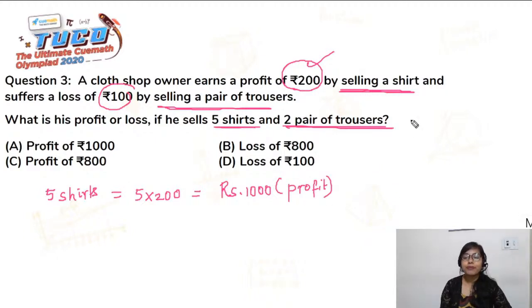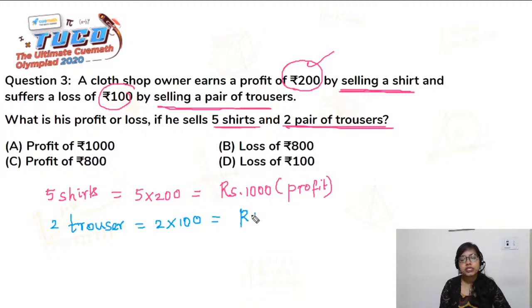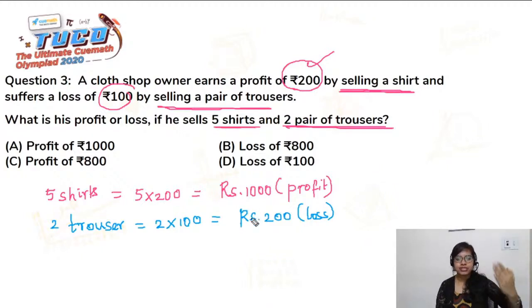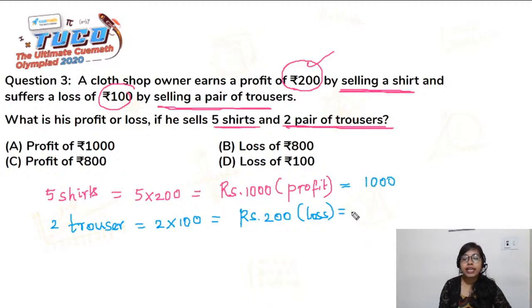But coming to 2 pairs of trousers, you all can see that he's selling 2 pairs of trousers. So if 1 pair of trousers is giving him a loss of rupees 100, 2 pairs of trousers are going to give him a loss of how much amount? 2 times 100, and that's going to be rupees 200, and this is a loss. And we know that loss is represented by negative because it's going to the lower side, right? And profit is by positive. So in a way, I could say this is a positive 1000 and this is a negative 200, as this is loss.